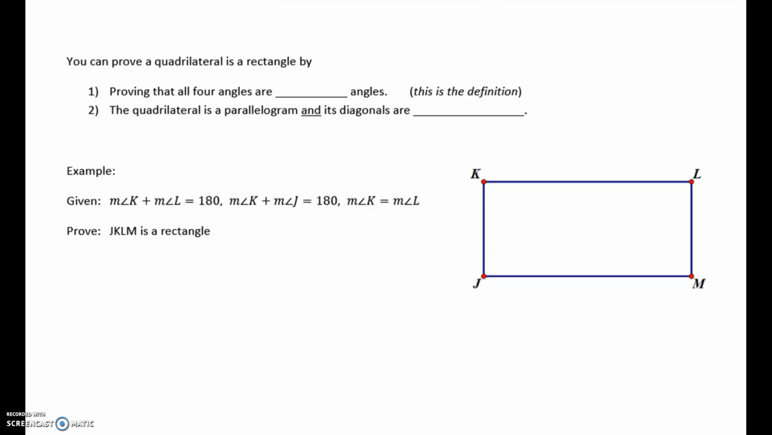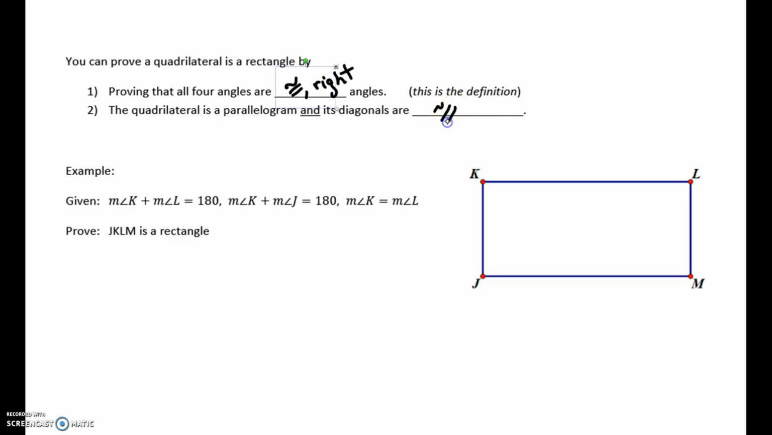So you can prove that a quadrilateral is a rectangle by 2 methods. First, you can prove that all 4 angles are congruent right angles, or just congruent angles. That's my definition. Or you can prove that the quadrilateral is a parallelogram and that its diagonals are congruent. You need both for that one because we have other types of quadrilaterals with congruent diagonals. So just be aware of that.